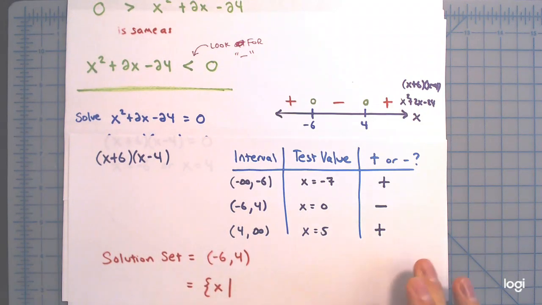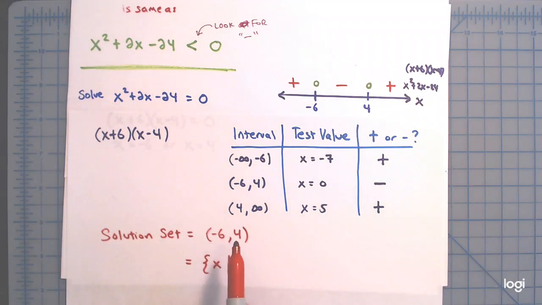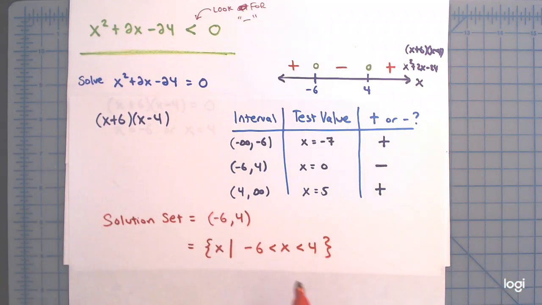I can plug in any x I want. And if you have an interval of numbers between negative 6 and 4, then negative 6 is less than x, and x is less than 4 at the same time, right? x is between negative 6 and 4.